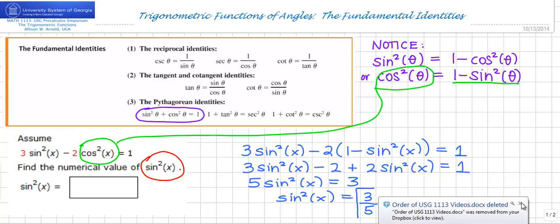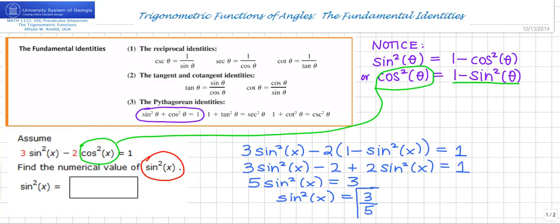And stop here, because you notice that all you were asked to give was the value of sine squared. So you're done.